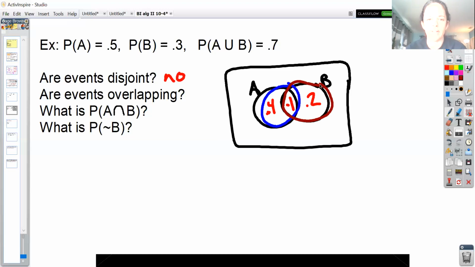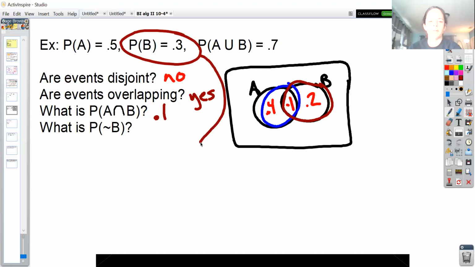So are the events overlapping? Yes. What would be the probability of the intersection? 0.1, because I already found that, right? There's no additional work. And then what's the probability of not B? I don't actually need to go to my picture for that. I would just find the probability of B. If the probability is 0.3, then the probability of not B would be 0.7.